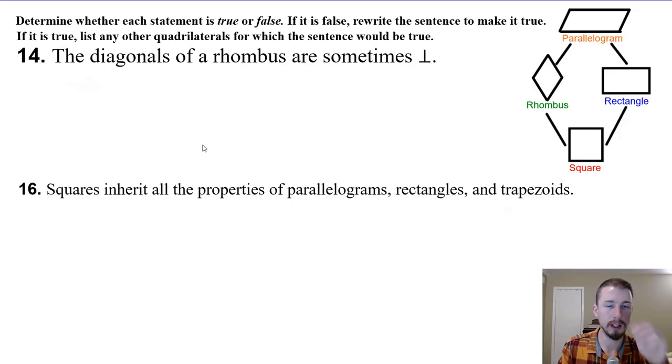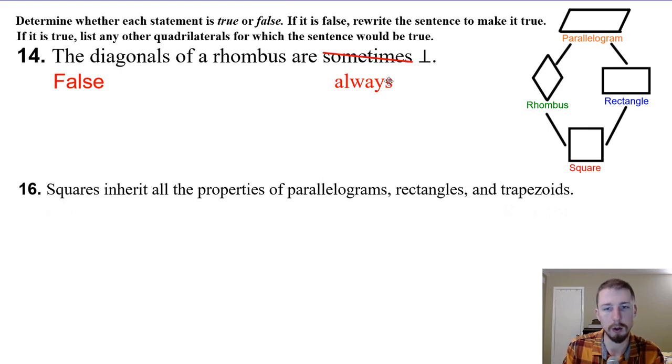All right, determine whether a statement is true or false. If it's false, rewrite the sentence to make it true. If it is true, then list any other quadrilaterals that the sentence would also be true for. So number 14, diagonals of a rhombus are sometimes perpendicular. Well, on the rhombus, the diagonals are actually going to be always perpendicular. So this would be a false statement.